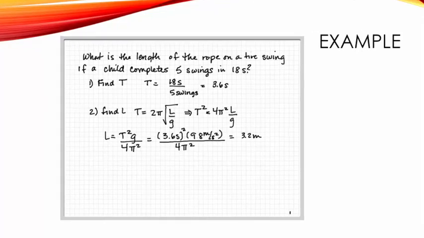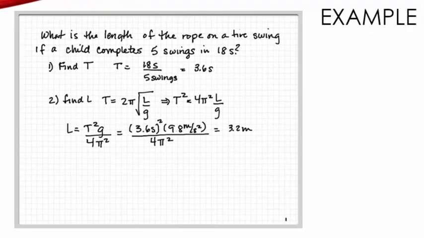Here's an example. We have a tire swing. Put a kid on the tire swing. We're going to count how many swings they take. So 5 swings. We time it. It's 18 seconds. And we want to know what the length of the rope on the tire swing is.